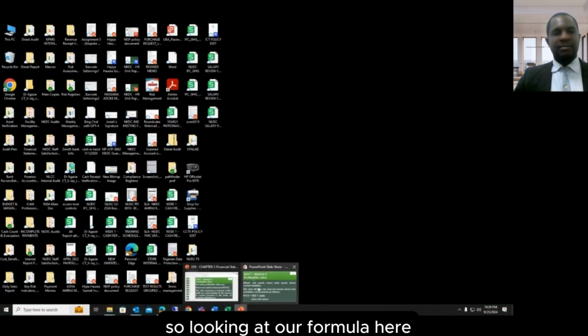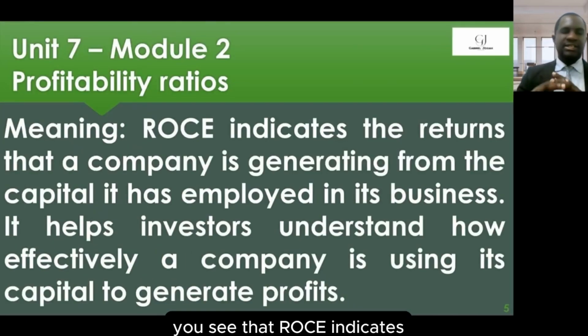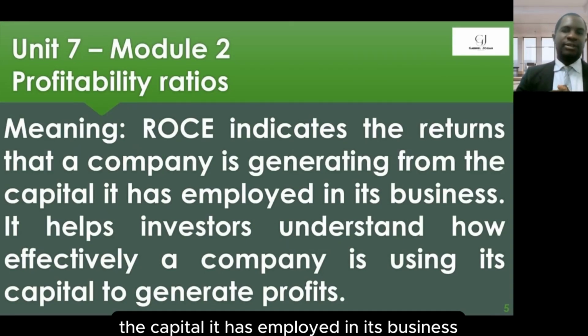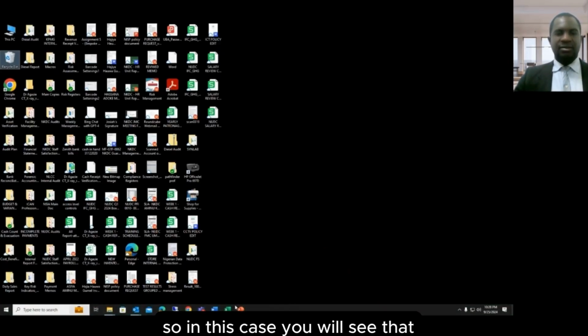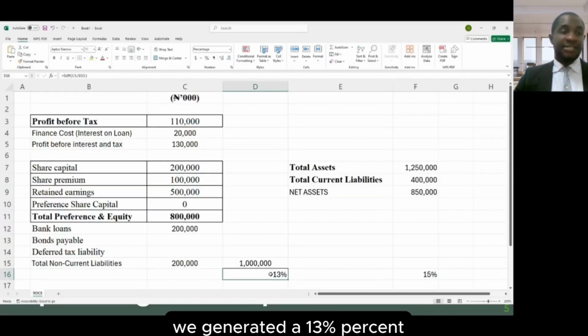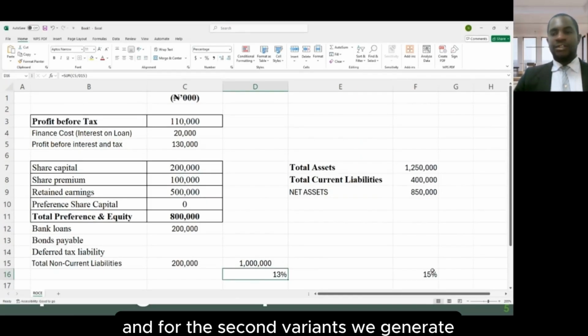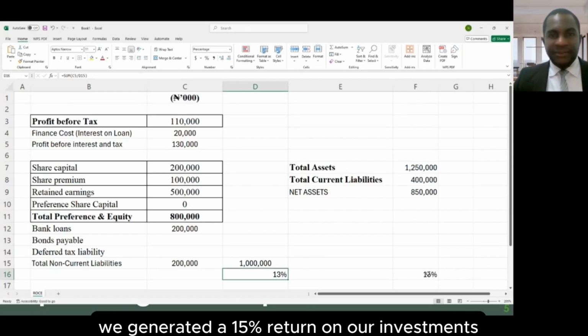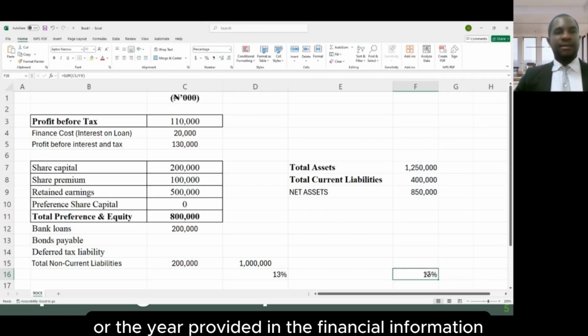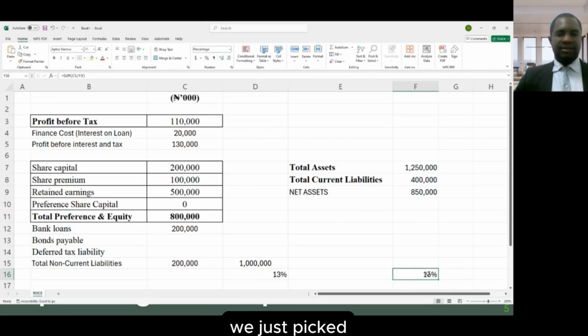So looking at our formula here, you will see that ROCE indicates the return that the company is generating from the capital it has employed in its business. So in this case, based on this first variant, we generated a 13% return on our investment, which is okay for the first year. And for the second variant, we generated a 15% return on our investment, which is okay for the year provided in the financial information we just picked.